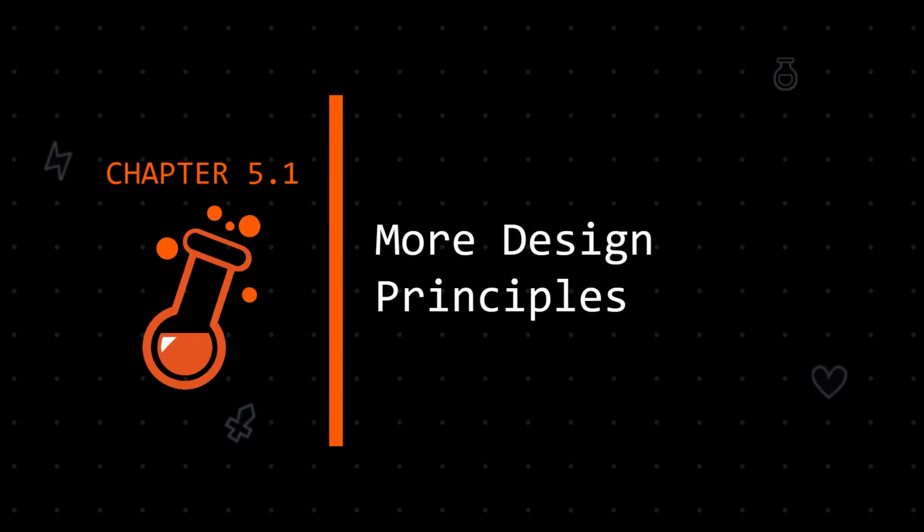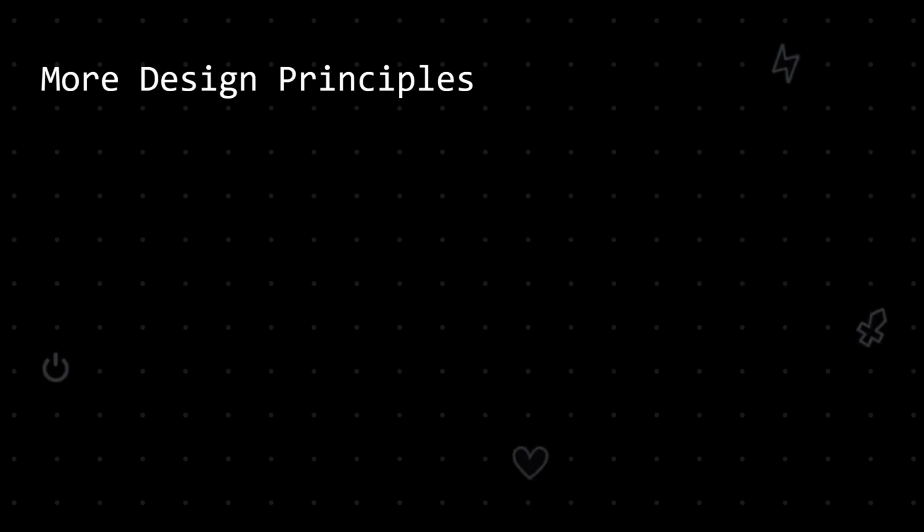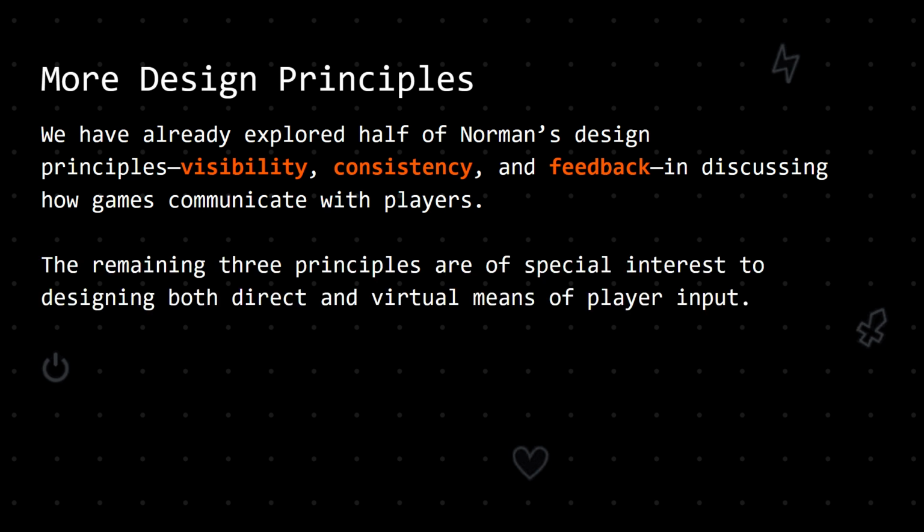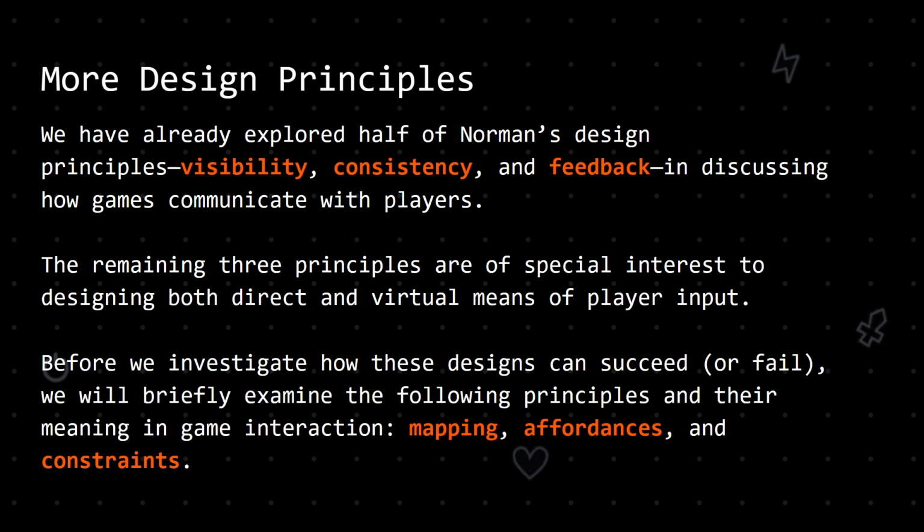More design principles. We have already explored half of Norman's design principles: visibility, consistency, and feedback, in discussing how games communicate with players. The remaining three principles are of special interest to designing both direct and virtual means of player input. Before we investigate how these designs can succeed or fail, we will briefly examine the following principles and their meaning in game interaction: mapping, affordances, and constraints.